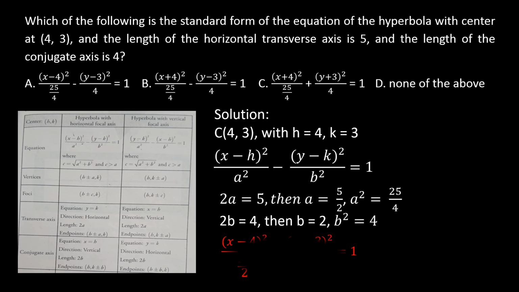So finally, we have the answer: the quantity x minus 4 to the power of 2 over 25 over 4 minus the quantity y minus 3 to the power of 2 over 4 equals 1. Therefore, the answer for this problem is letter A.